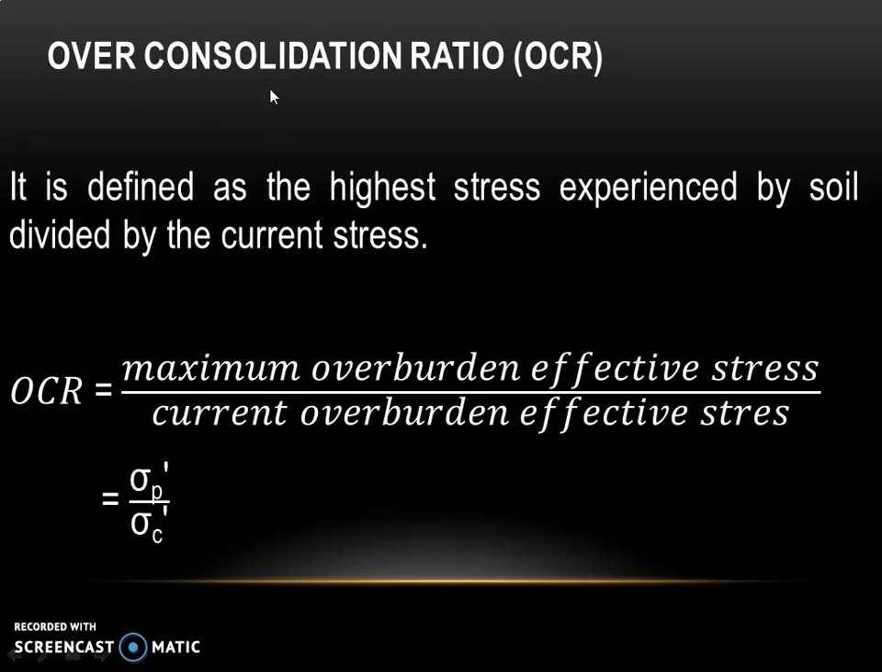Next we will find out what is over-consolidation ratio. It is defined as the highest stress experienced by soil divided by the current stress. So OCR is equal to maximum overburden effective stress divided by current overburden effective stress. Maximum overburden effective stress is denoted by sigma P dash and current overburden effective stress is denoted by sigma C dash.